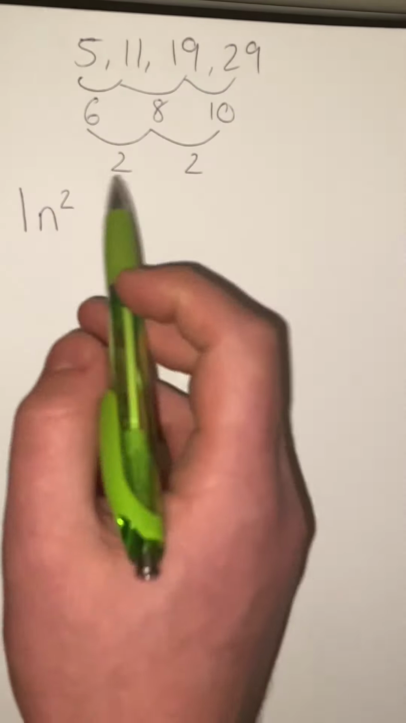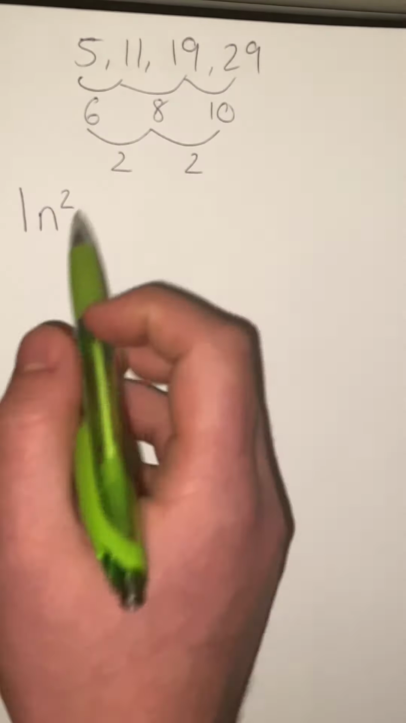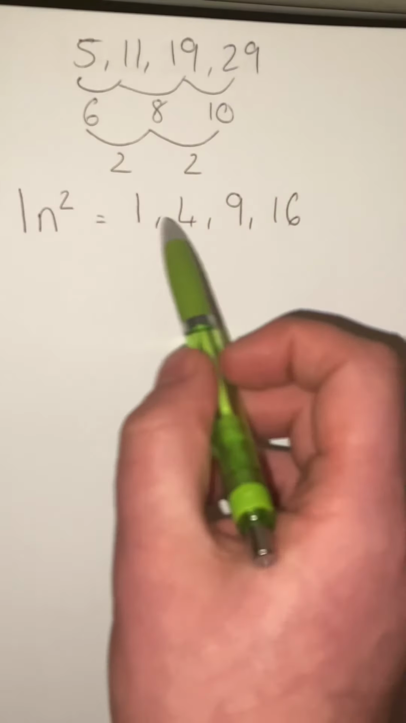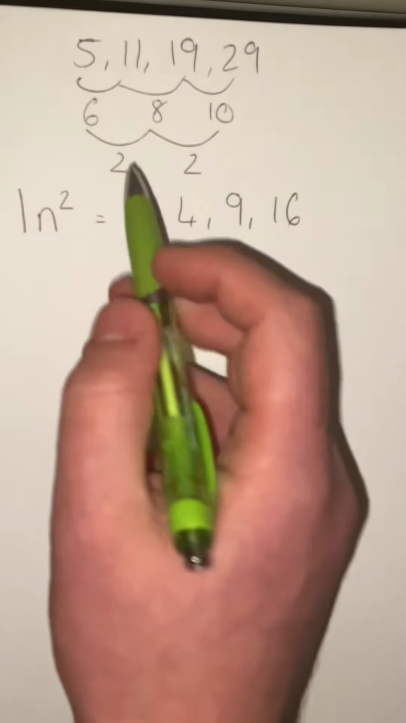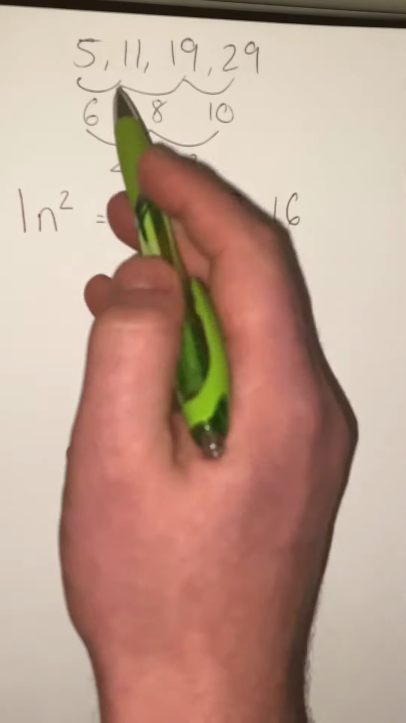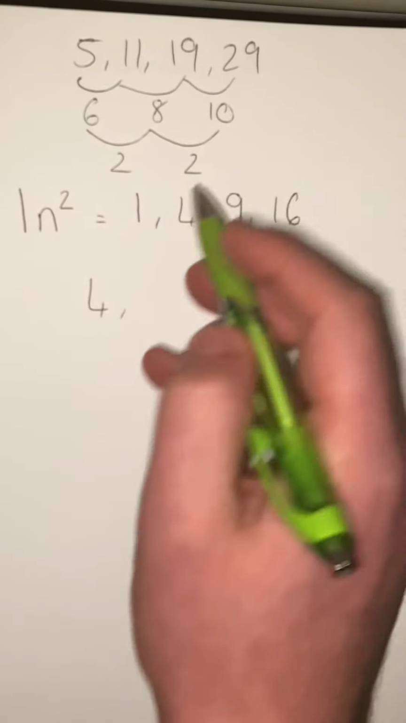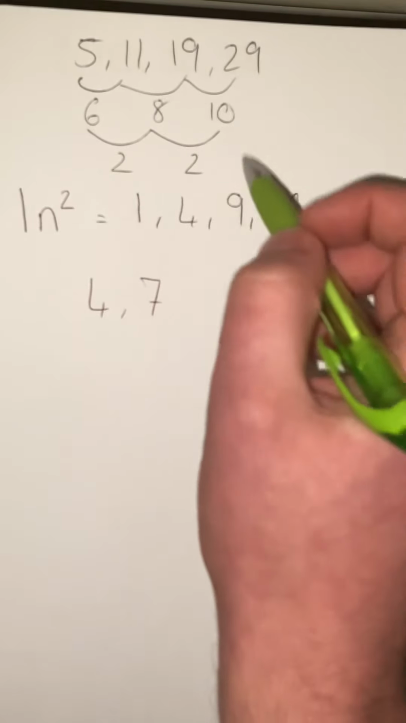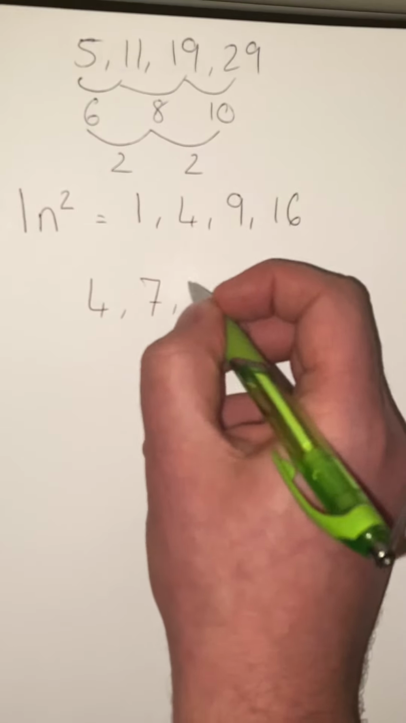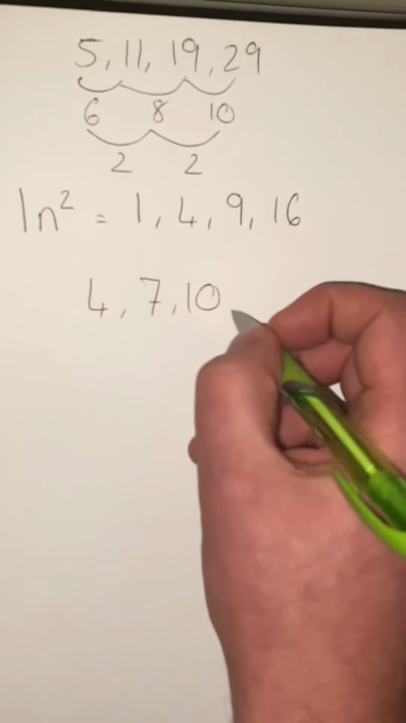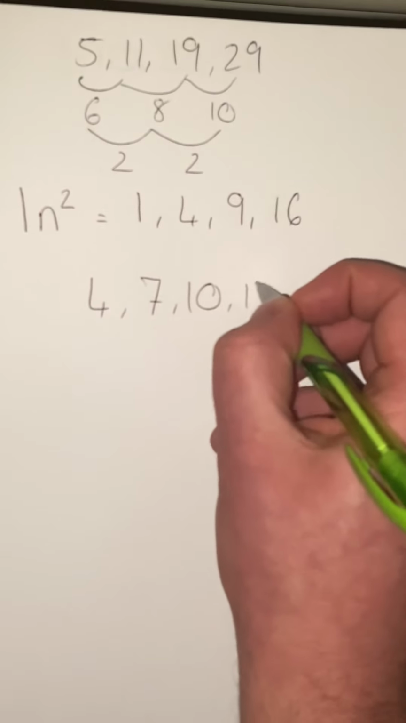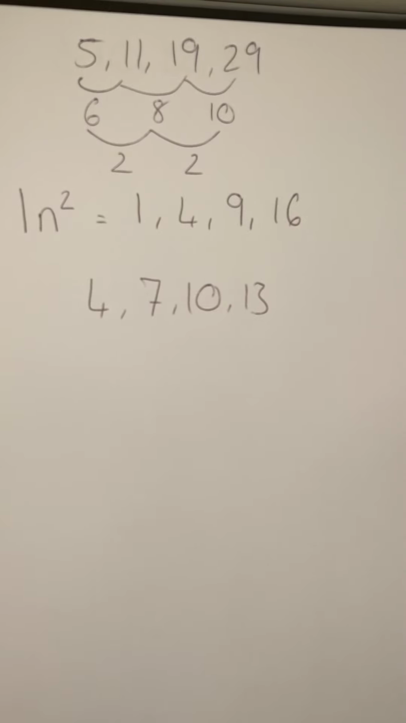So what we're going to do: the sequence for n squared is 1, 4, 9, and I'm going to leave it at 16, because there are 4 numbers in the sequence here. Now we're going to subtract 1 from 5, so we end up with 4. So 11 take away 4 is 7. 19 take away 9 is 10. 29 minus 16 is 13. So we've got another sequence now.